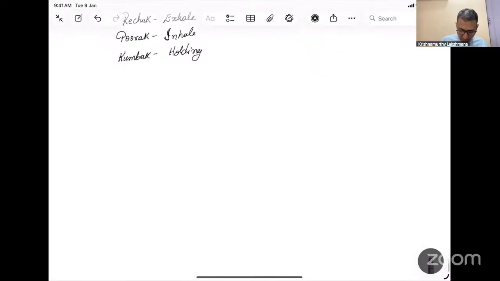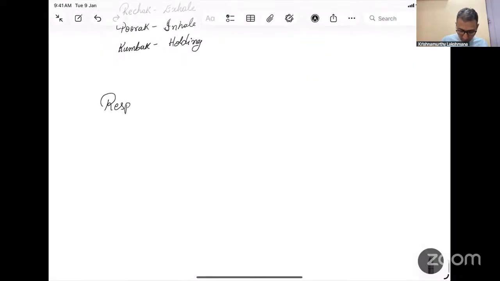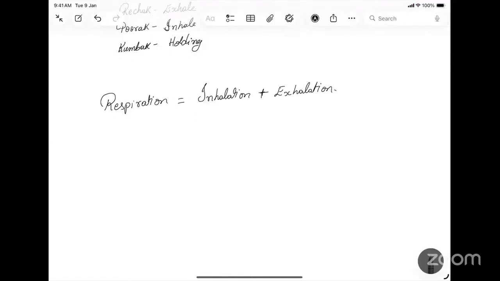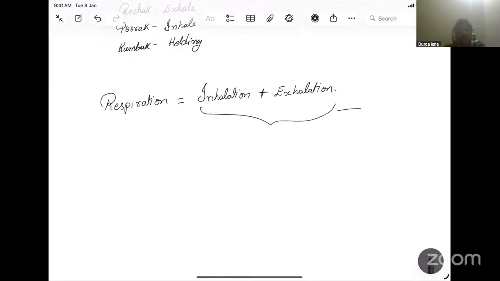Now, respiration is equal to inhalation plus exhalation. Everybody okay with this? Yes, sir. Now, in allopathy, the Western medicine, it says that both inhalation and exhalation are done by the lungs, as per allopathy.